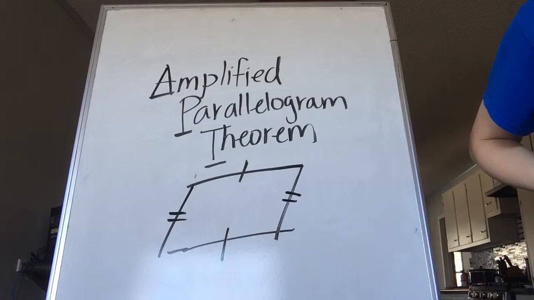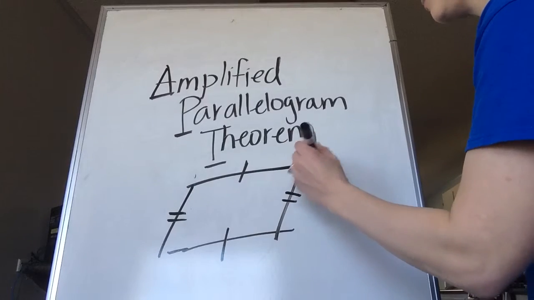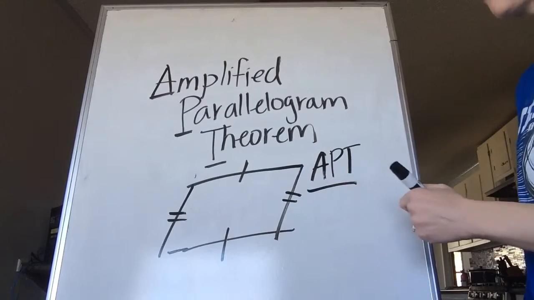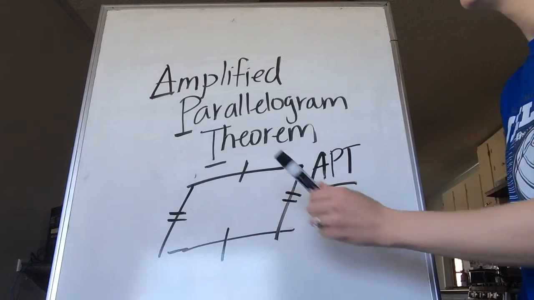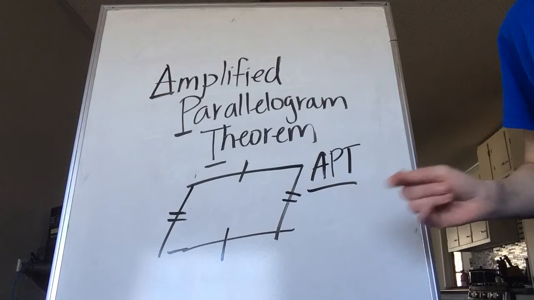But when you need to write that, you can state that the opposite sides of a rectangle are congruent, or opposite sides of a parallelogram are congruent. Or you could simply write APT. And we're going to see this in our homework too. So if we need to write the reason, we can just write APT, stating that the opposite sides of a parallelogram are congruent. You can write that out, or you can just write APT.